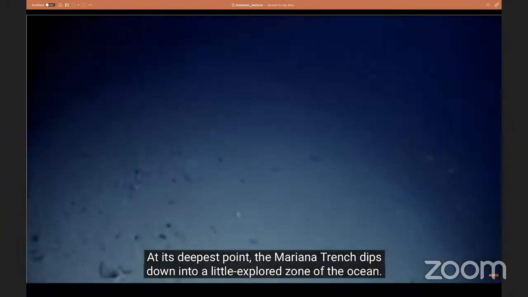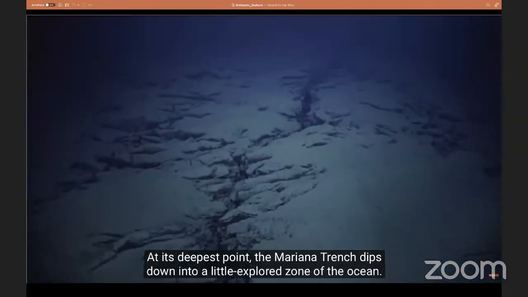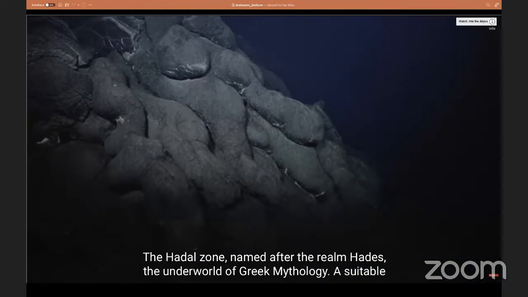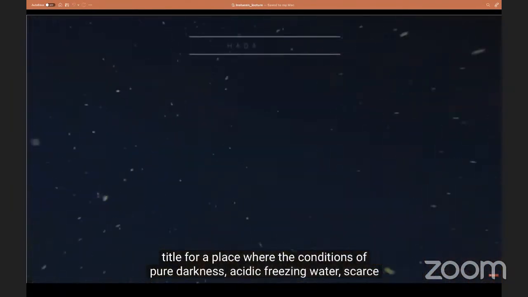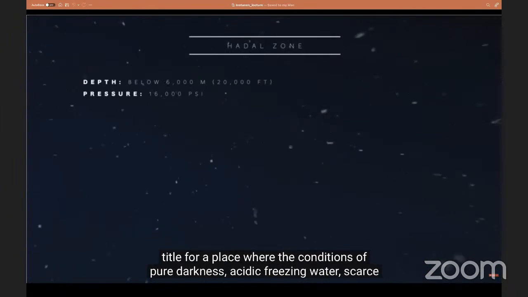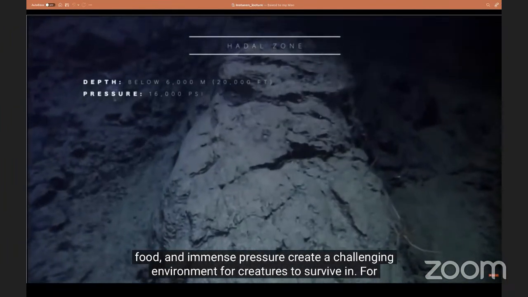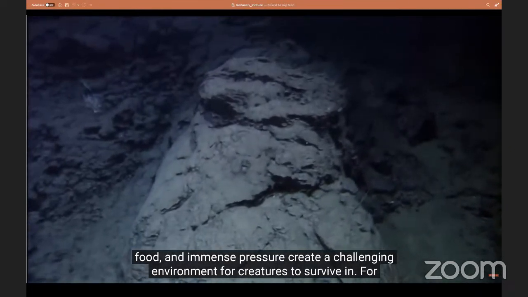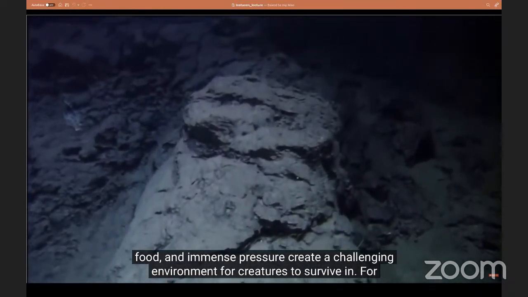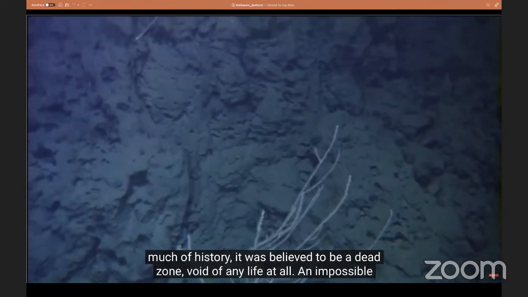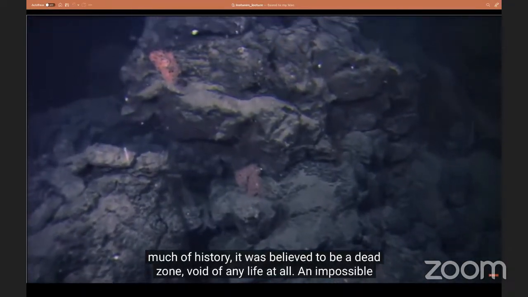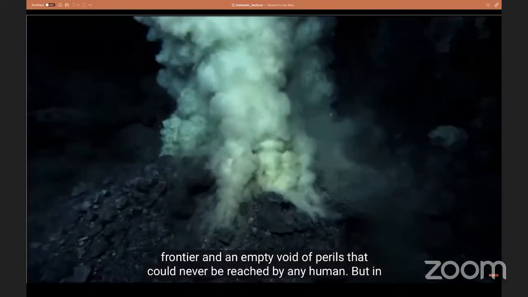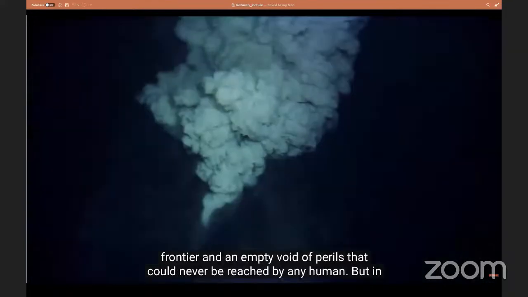At its deepest point, the Mariana Trench dips down into a little explored zone of the ocean, the Hadal Zone, named after the realm Hades, the underworld of Greek mythology. A suitable title for a place where the conditions of pure darkness, acidic, freezing water, scarce food, and immense pressure create a challenging environment for creatures to survive in. For much of history, it was believed to be a dead zone, void of any life at all. An impossible frontier, and an empty void of perils that could never be reached by any human.